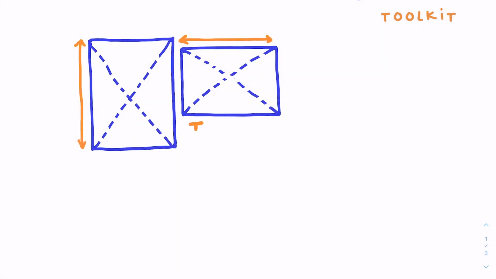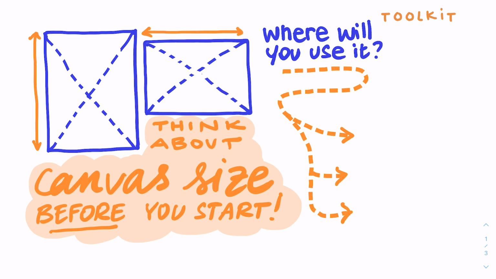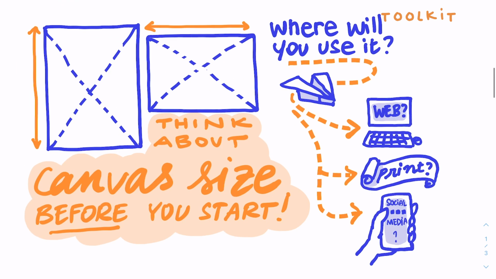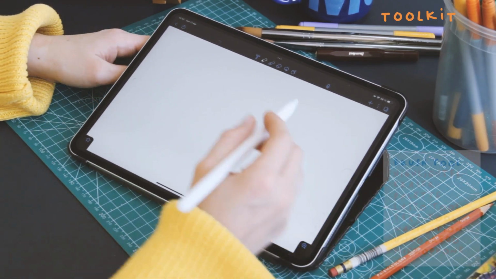So, what canvas size is best for sketchnoting? Well, that really depends on how you're going to use your notes. Where will they live? On the web, to be read on a computer? Then a landscape size is best. On social media, to be read on a phone? Then a portrait size is what you're looking for. Feel free to experiment with it, but just a tip though. Think about it before you start, so you don't have to move everything around later on. You'll thank me later. So first, let's just play around with some shapes, some colors, and some lines.